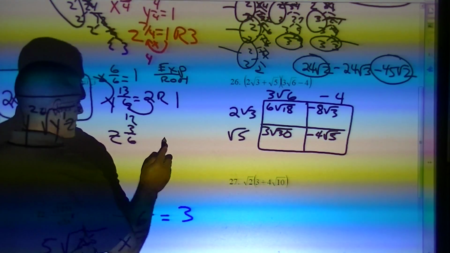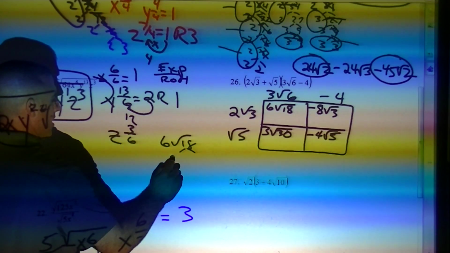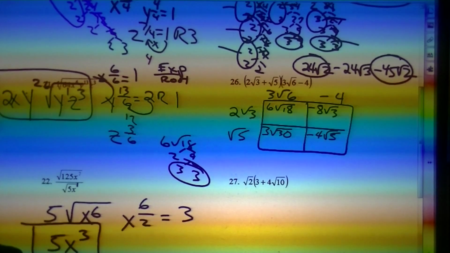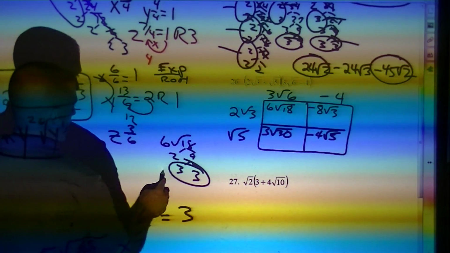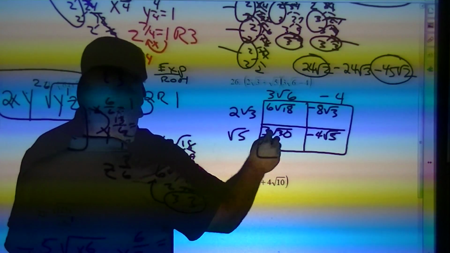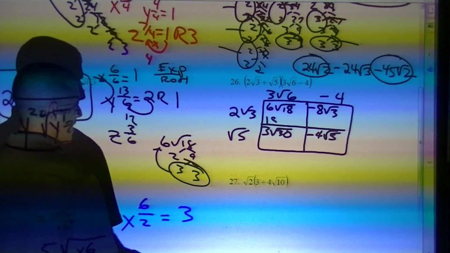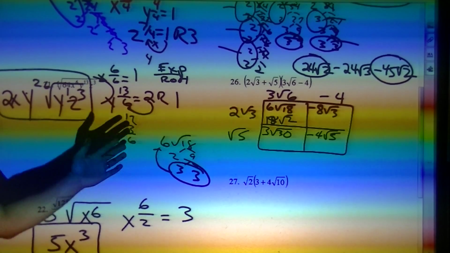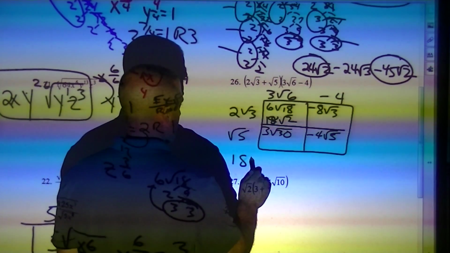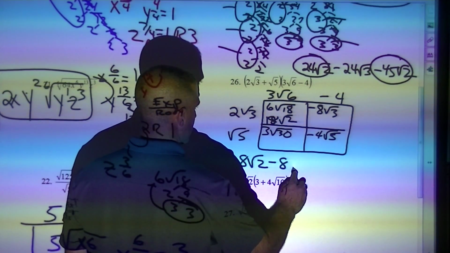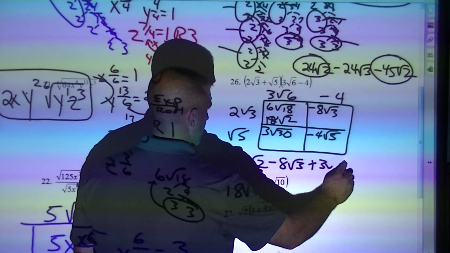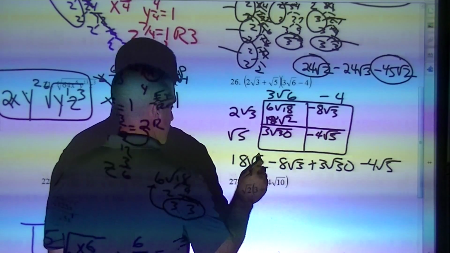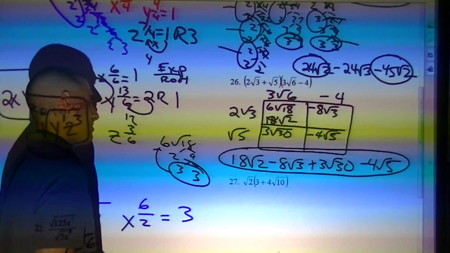Now, I got to check 6 square root of 18. Okay? That's 2 and 9, 3 and 3. Okay? All right? This is the only pair there. So I multiply that by 8. So that's going to be 18 square root of 2. All right? Now, if I look, I cannot combine any of this. So as bad as this is what I'm going to have for my answer. 3 square root of 30. Okay? Minus 4 square root of 5. All right? That's going to be my actual answer. I can't combine any of those.